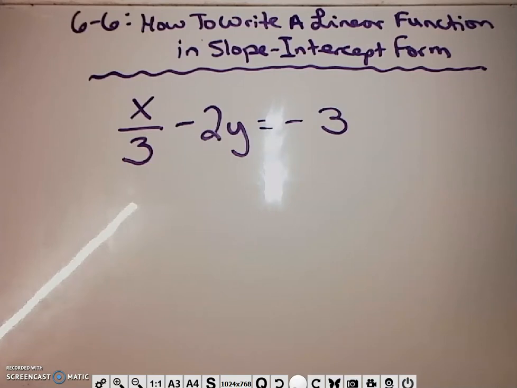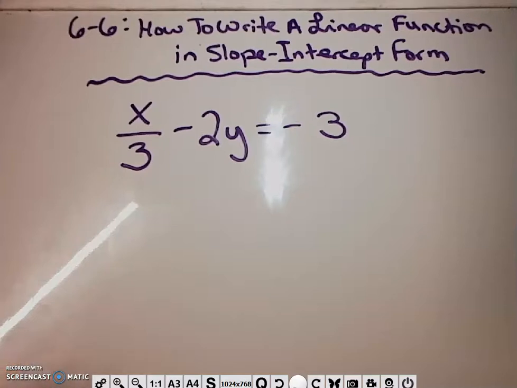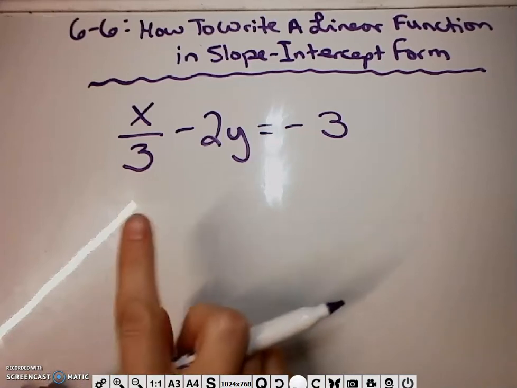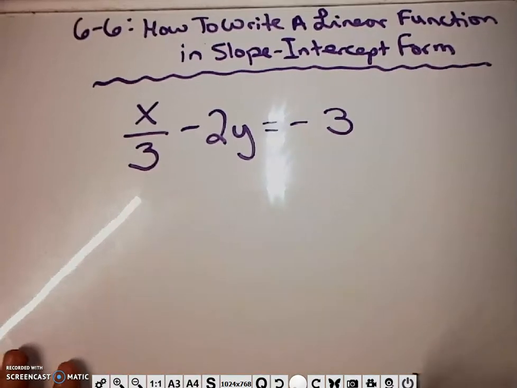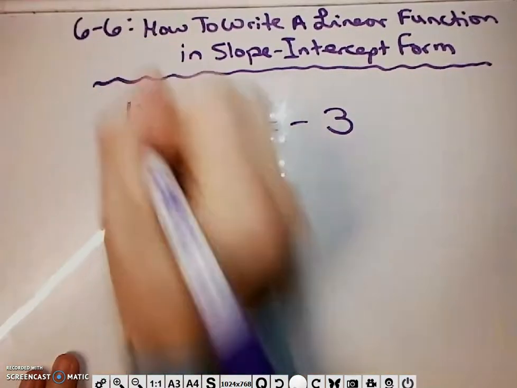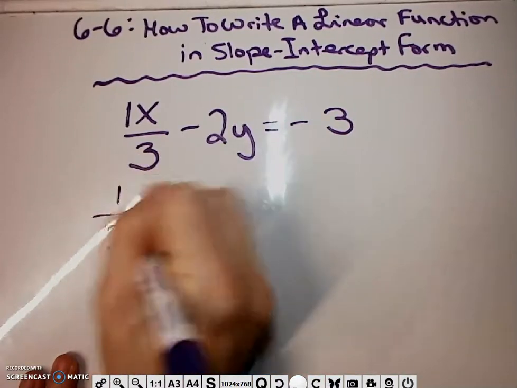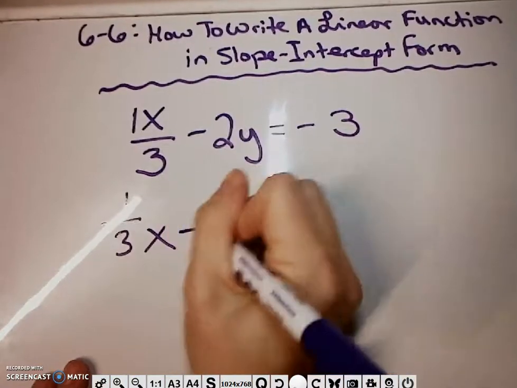The first thing we need to do is write this in slope-intercept form. To do that, we need to set this equation to y equals, so we're essentially solving for y. First, notice this is in standard form: x divided by 3 minus 2y equals negative 3. X divided by 3, or x over 3, is the same as 1x over 3, which can also be written as 1/3 x. See it? So that's 1/3 x minus 2y.